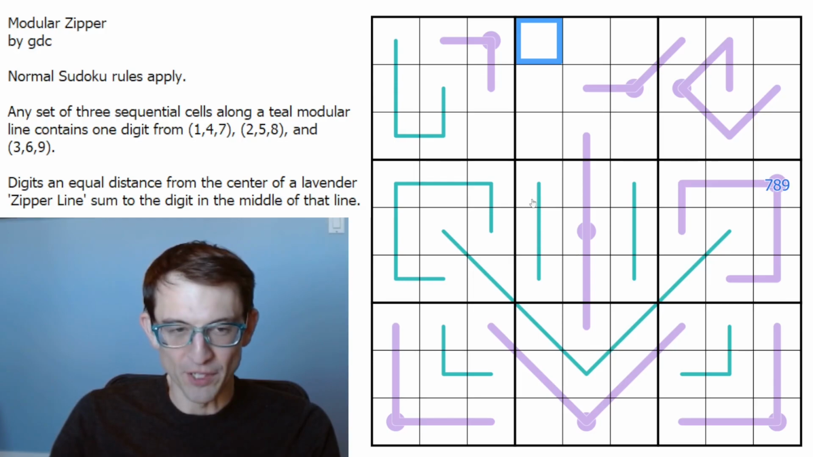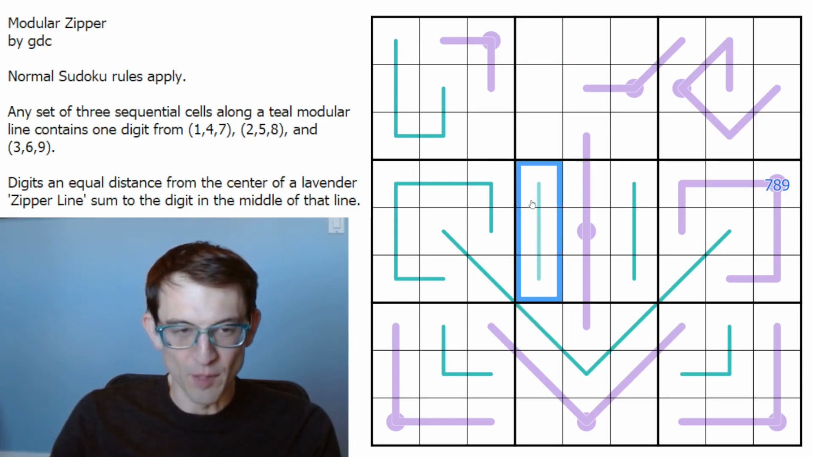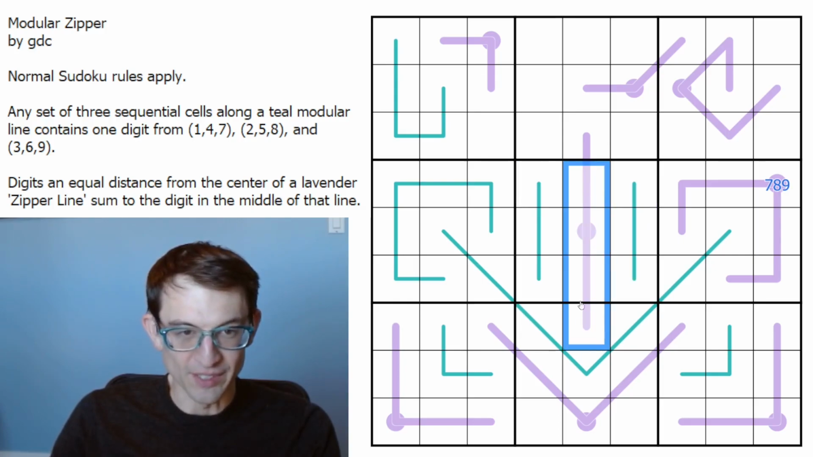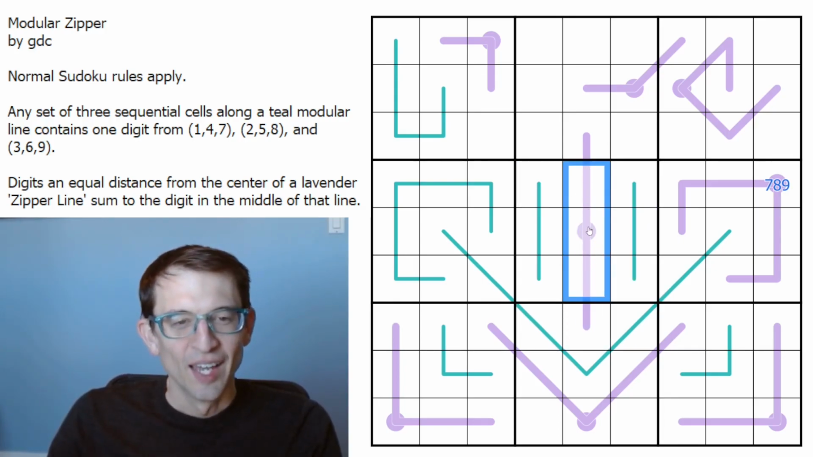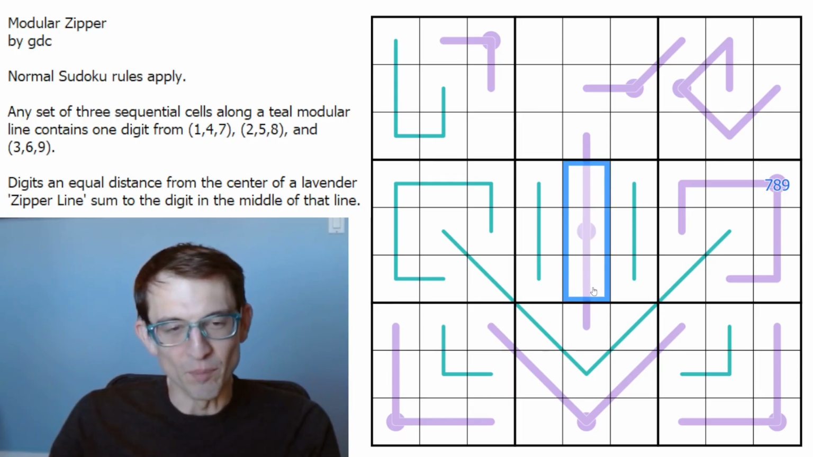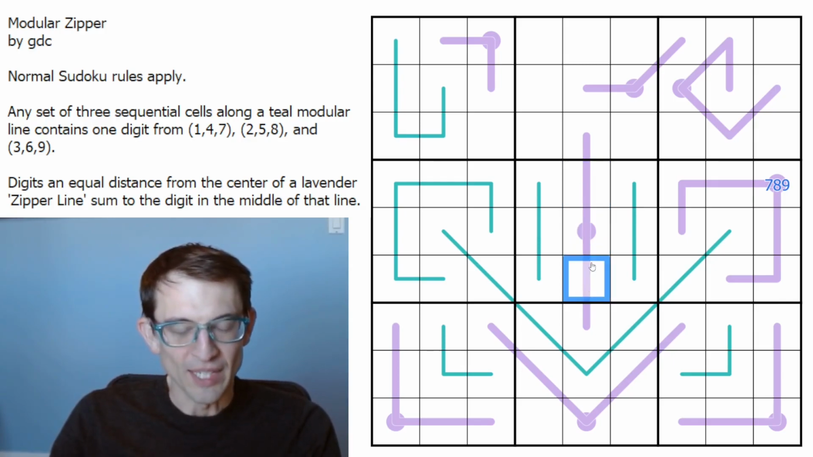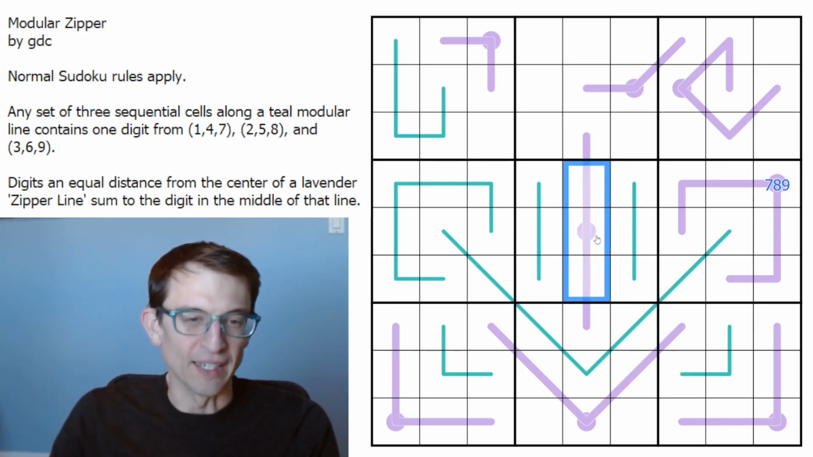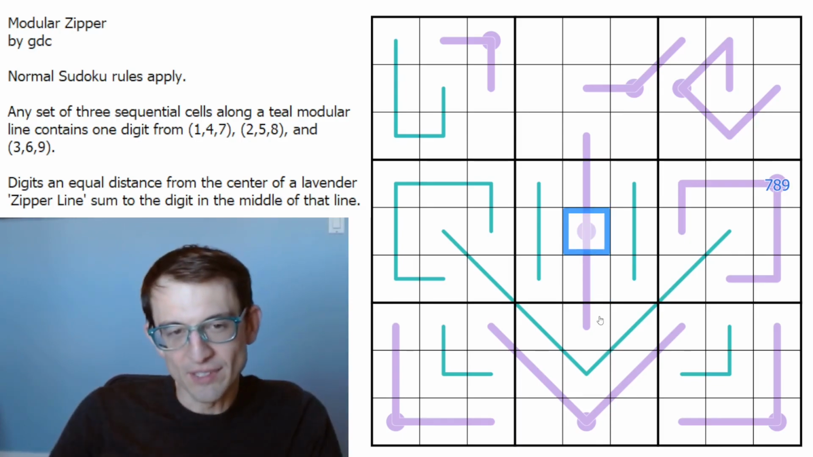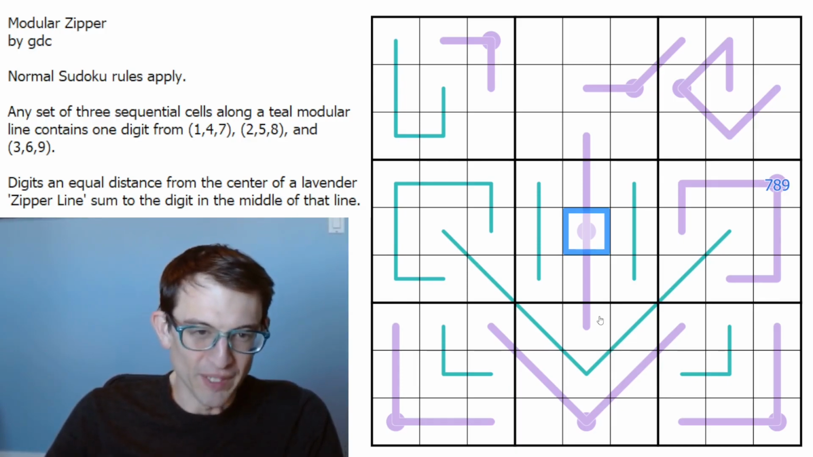So if I think about any particular group, one of the digits is going to be on this line, one of the digits is going to be on this line, and the 3rd digit is going to be in between those lines. And so you can think of this as another modular line. So can I say something about any of these cells based on the fact that these all have to be different? I can, because if I think about this number, it just turns out that this is going to have to be the 3.